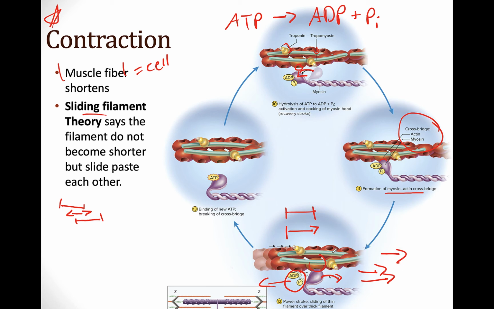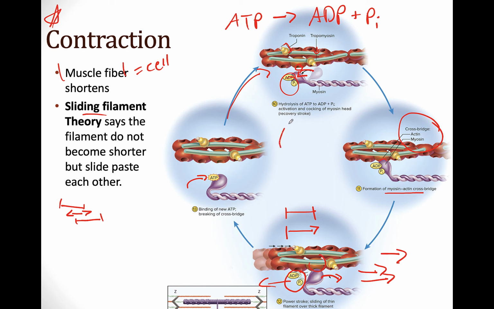So once it's pulled a short distance, we're going to bind a new ATP to the myosin head, and then hydrolyze that ATP to cock the head back again and pull again. So a contraction of a muscle is actually hundreds of thousands of tiny myosin heads being cocked back, forming a cross bridge, power stroke to pull the actin, release your ADP, get a new ATP. Get it cocked back, form a cross bridge, pull the actin, get a new ATP.